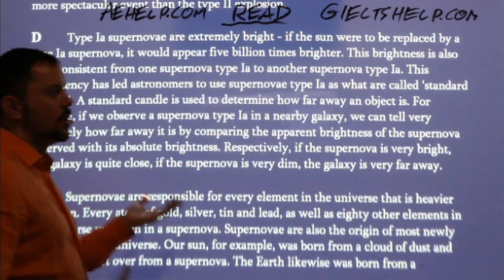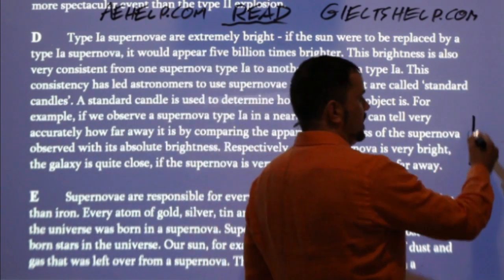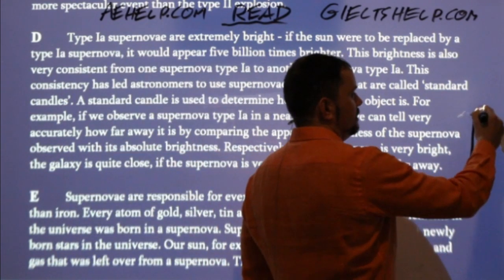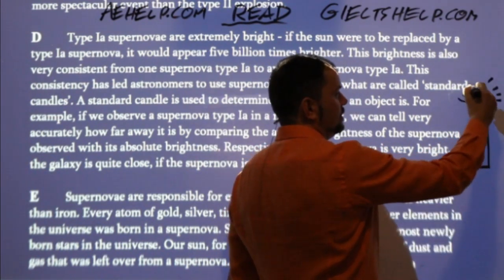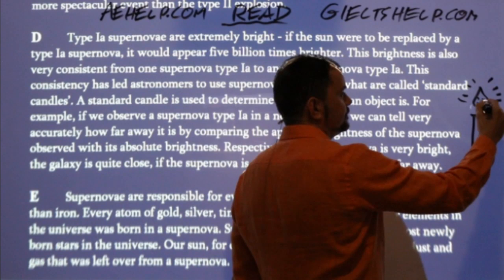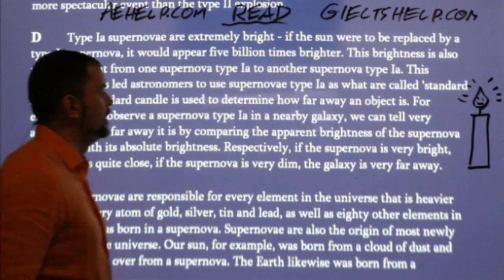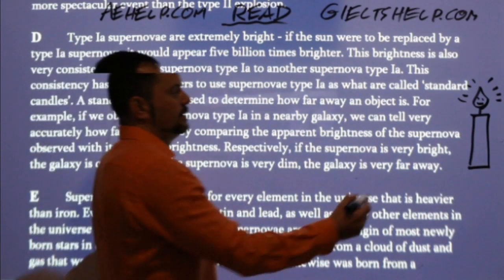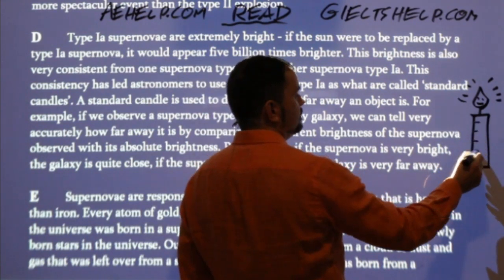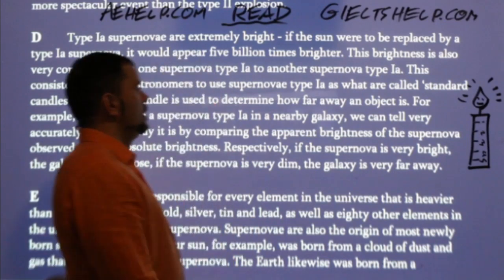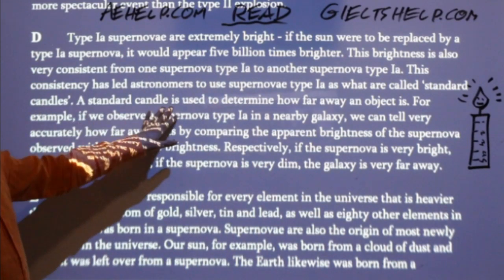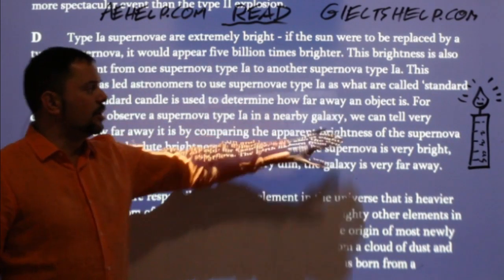Standard candles. Again, obviously, here very easily, you should be visualizing the standard candle. Okay? All right. As a measurement, maybe you see some numbers here. Okay? All right, a standard candle is used to determine how far away an object is.